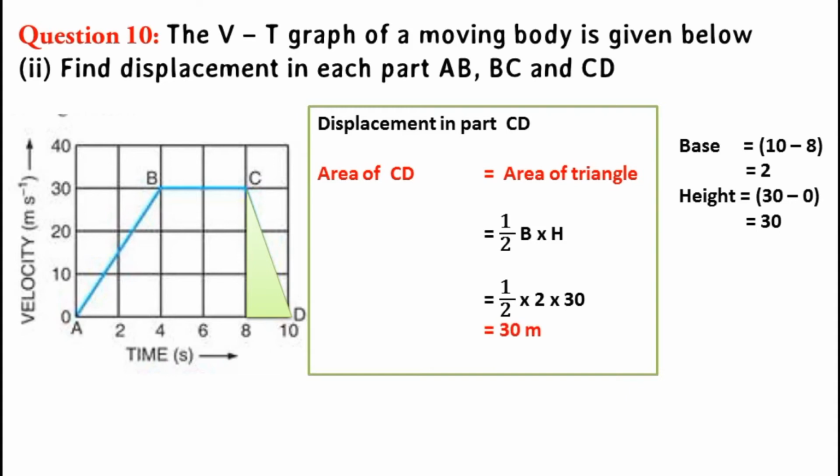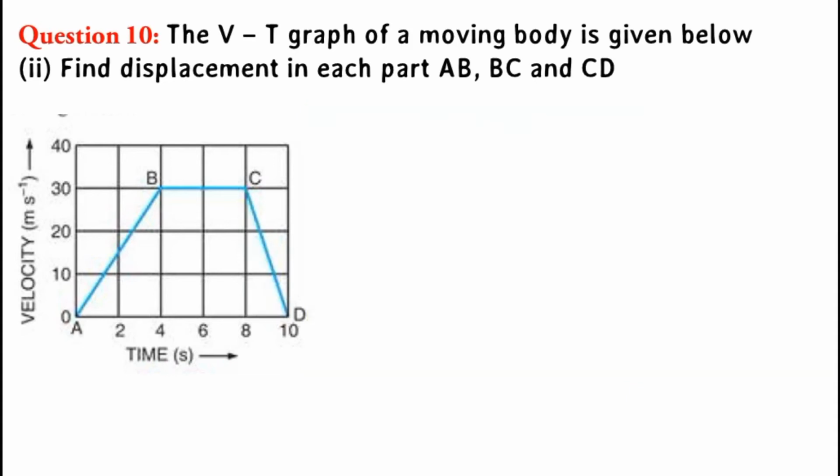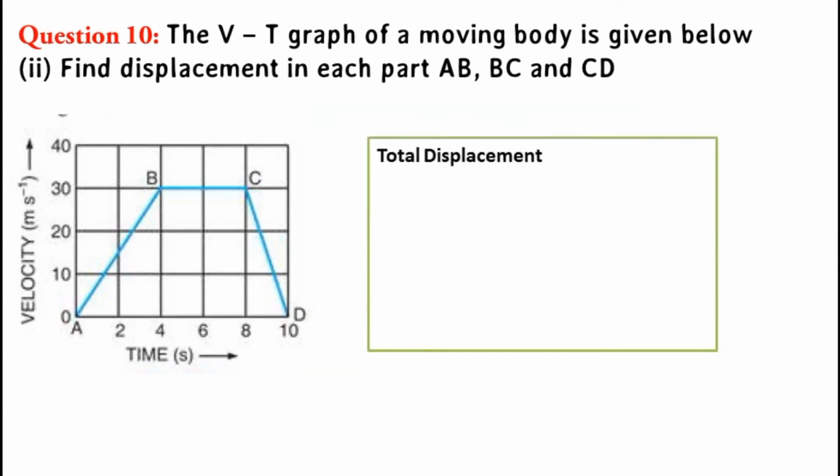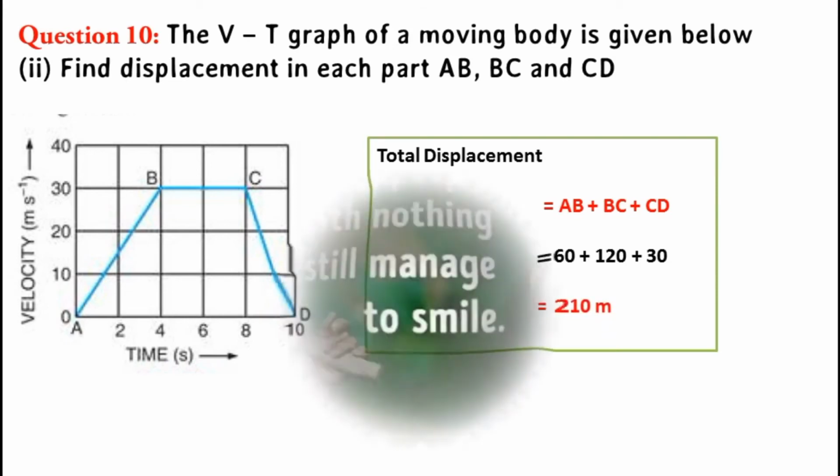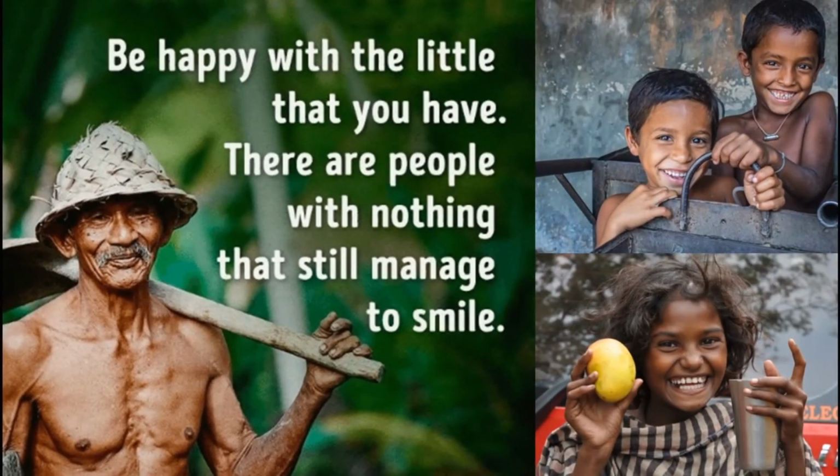Now the final part, total displacement. Total displacement is equal to AB plus BC plus CD, already found in the previous part. So just substitute the values, 60 plus 120 plus 30, that is equal to 210 meter. So that is the end of today's class. Please do practice all the numerical questions in the exercise part and also all the solved examples.